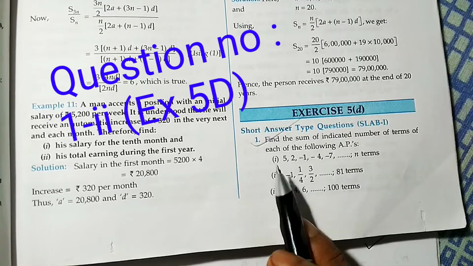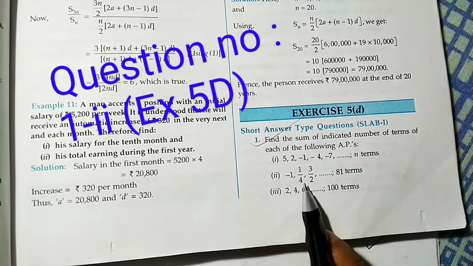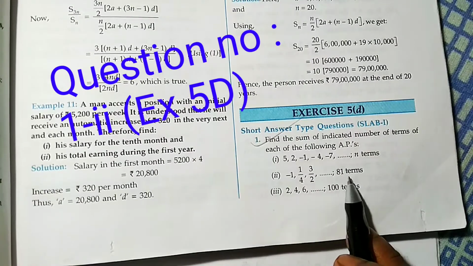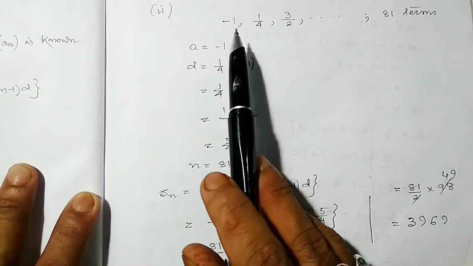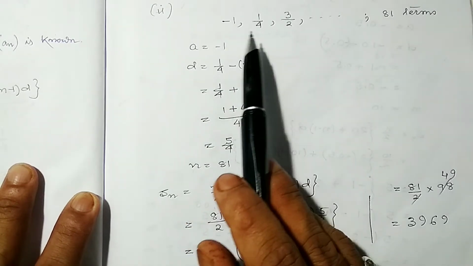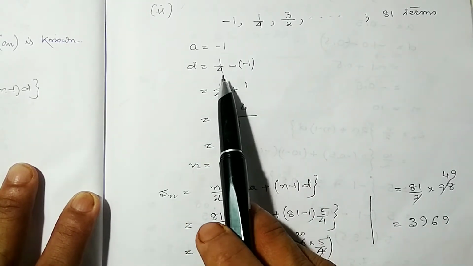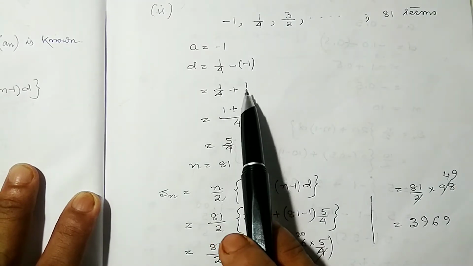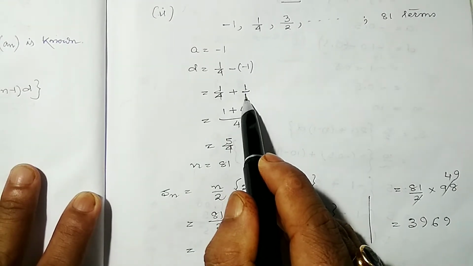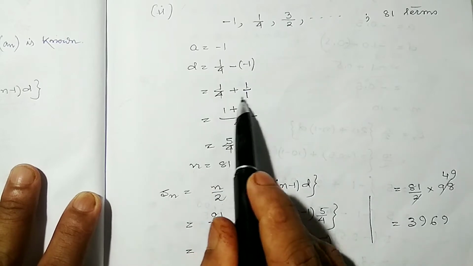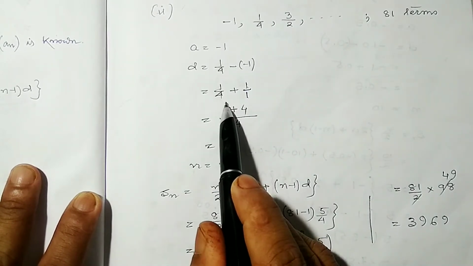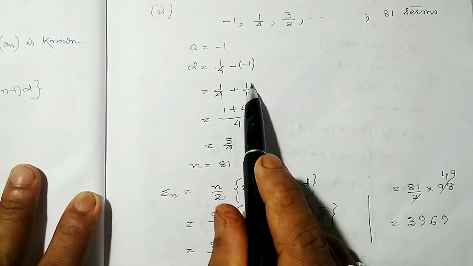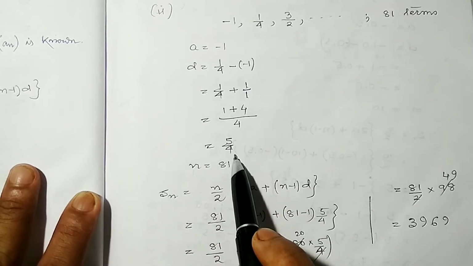The second part of question number 1 is minus 1, 1 by 4, 3 by 2, and we are to find the sum of 81 terms. Here a equals minus 1, and d will be second term minus first term. So 1 by 4 minus minus 1, which is plus 1, can be considered as 1 by 1. The LCM of 1 and 4 is 4. 4 divided by 4 is 1, 1 one is 1, plus 4 divided by 1 is 4, 4 ones are 4. So we got 5 by 4.